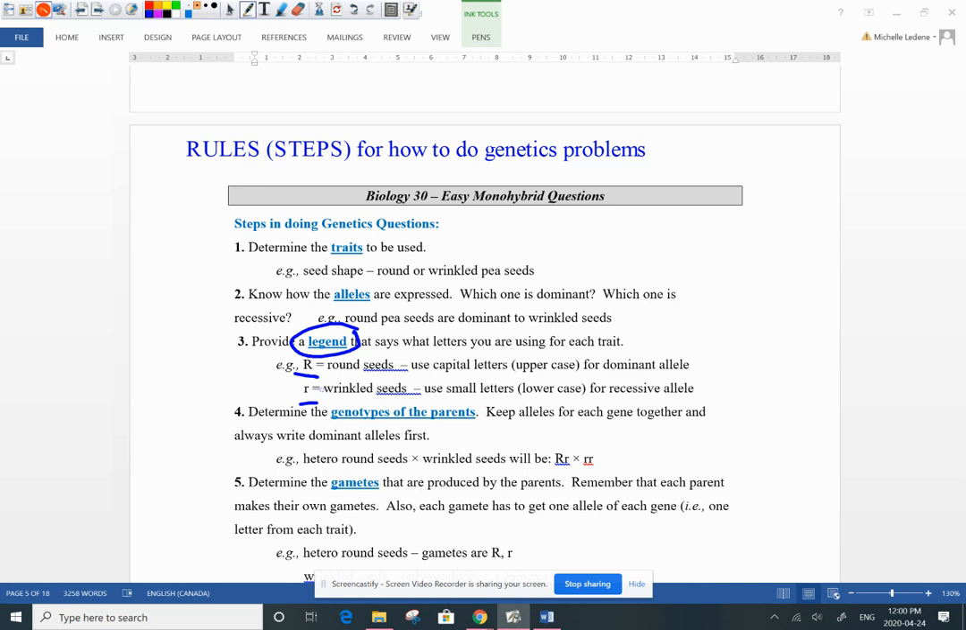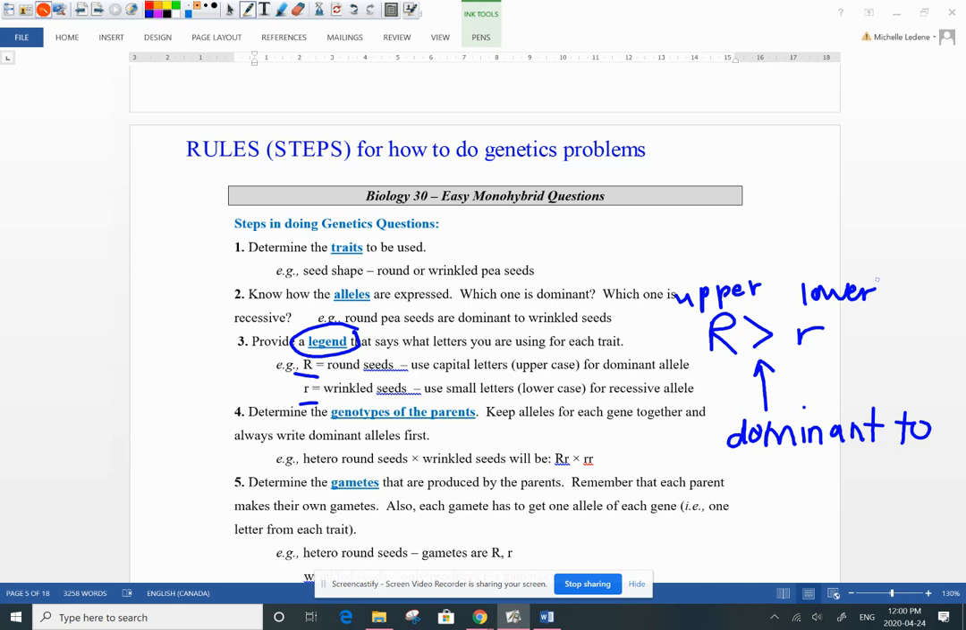You're not using W for wrinkled seeds, right? You use the same letter. We know that round is dominant to little r, so this greater than symbol means is dominant to. You do not use different letters. You use the same letter, just an uppercase as opposed to a lowercase. The dominant is always the uppercase, and the recessive allele is the lowercase.